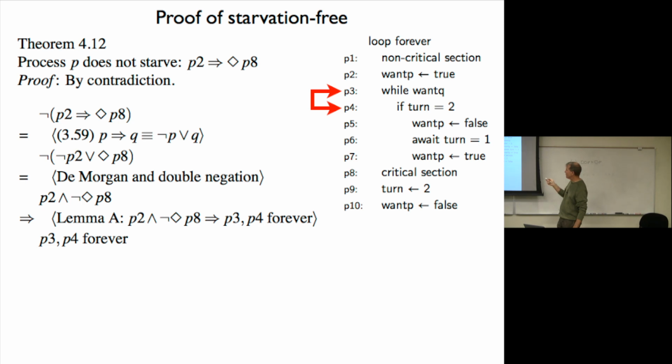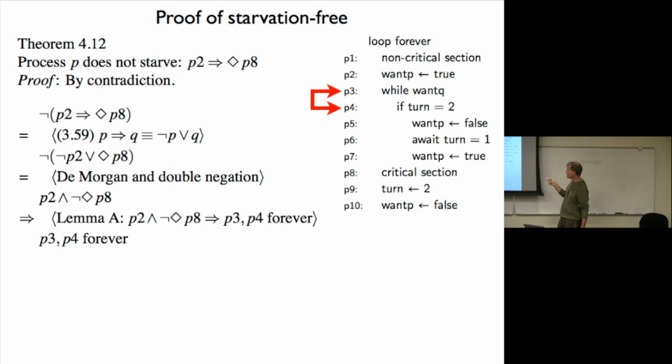Now how can you loop here forever? Because this is while want Q, so want Q is going to be true, and then turn is not going to be 2, so it'll come back here and come back up to here and it'll be P3, P4, P3, P4, P4. Are you with me? I'm claiming, we will show in a minute, that lemma 8 implies this. So using that lemma, we have P3 and P4 forever.